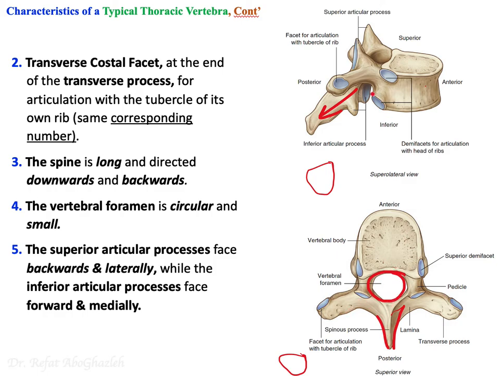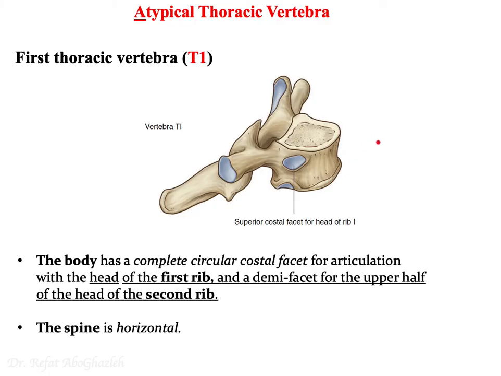Now, look at the superior articular process. This is the superior articular process, like a satellite, right? So they are directed backward and laterally. Look at it here, backward and laterally. But the inferior articular processes are opposite. They are directed not backward, they are directed forward and medially on both sides, right? So these are the characteristics of the typical thoracic vertebrae.